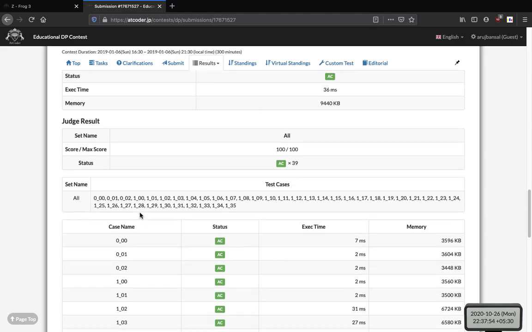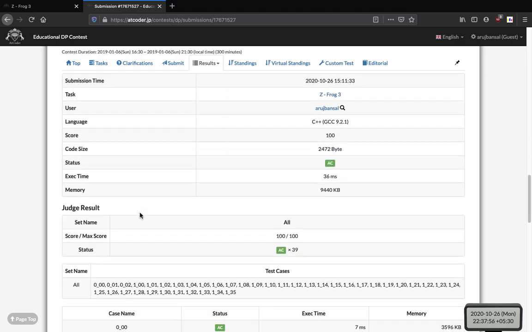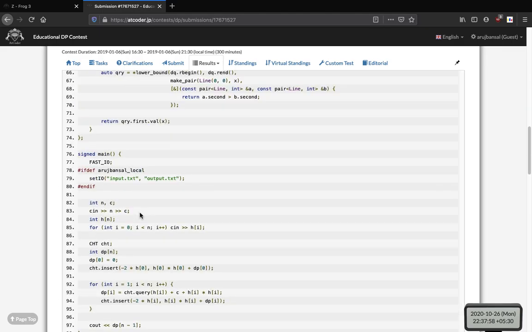So the total time complexity for this was O of n, which is linear time, and this was possible because our slopes were monotonic and our query values were also monotonic. If the slopes weren't monotonic or query values weren't monotonic at all, we could use some data structure and do it in n log n, because for each element we had to query once, and querying and inserting with some data structure would take log n time.